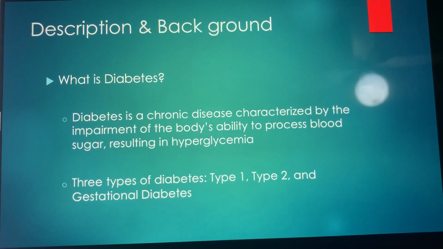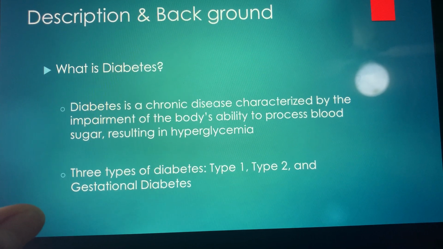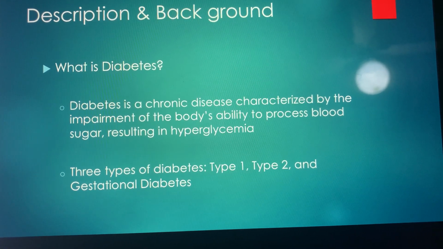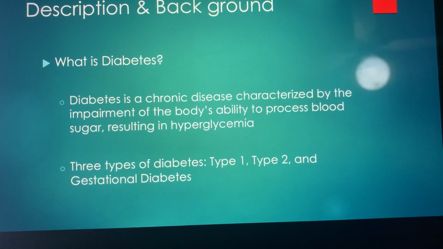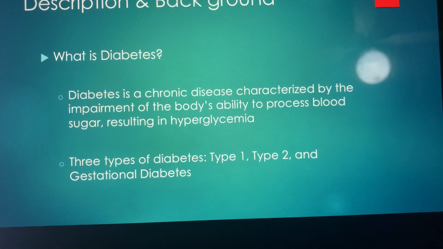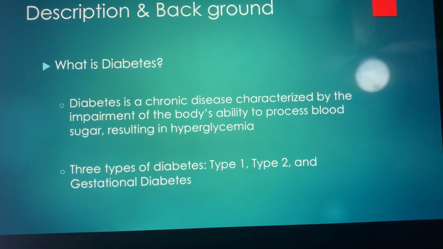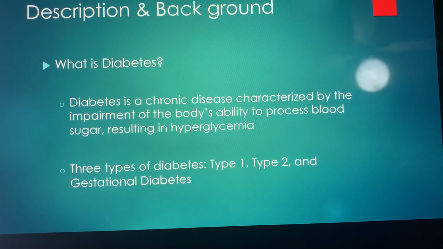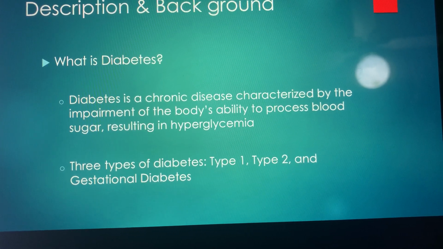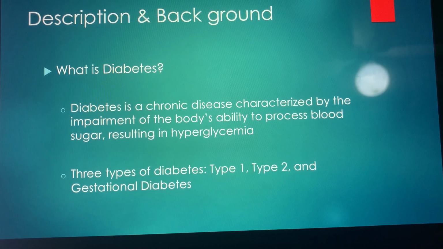What is diabetes? Diabetes is a chronic disease characterized by the impairment of the body's ability to process blood sugar, resulting in hyperglycemia, otherwise known as high blood sugar. There are three types of diabetes: type 1, type 2, and gestational diabetes. The majority of the diabetes cases, about 90-95%, are type 2 diabetes. There is also another condition called pre-diabetes, in which blood sugar is high but not high enough to be considered type 2 diabetes.